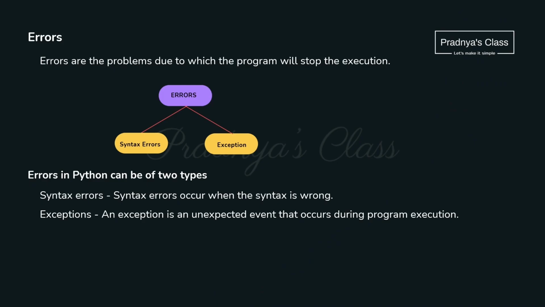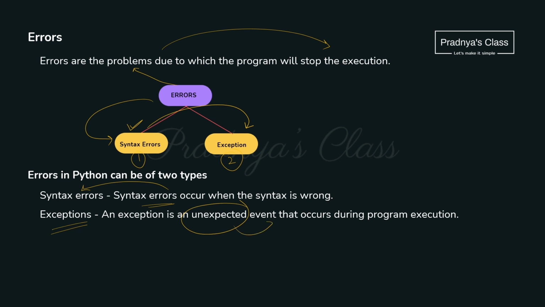First of all, let's try to understand what an exception is. An error is a problem which occurs in the program execution and it stops the program. Errors are of 2 types, syntax error and exception. When the syntax is wrong, we get a syntax error. But if the syntax is correct, we may still get some errors, and that is called an exception. It is an unexpected event that occurs during program execution.